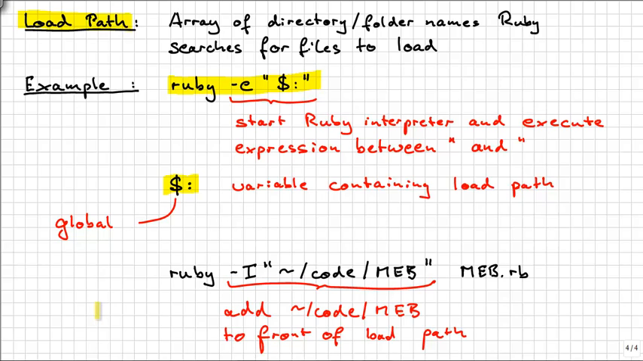If you want to push a particular folder on top of the load path, you can use the -I syntax here, or -I option, followed by the folder location between quotes that you want to move to the front of the load path. And then you can specify whatever file you want to execute, and it will be searched for in the load path and then executed if it exists.